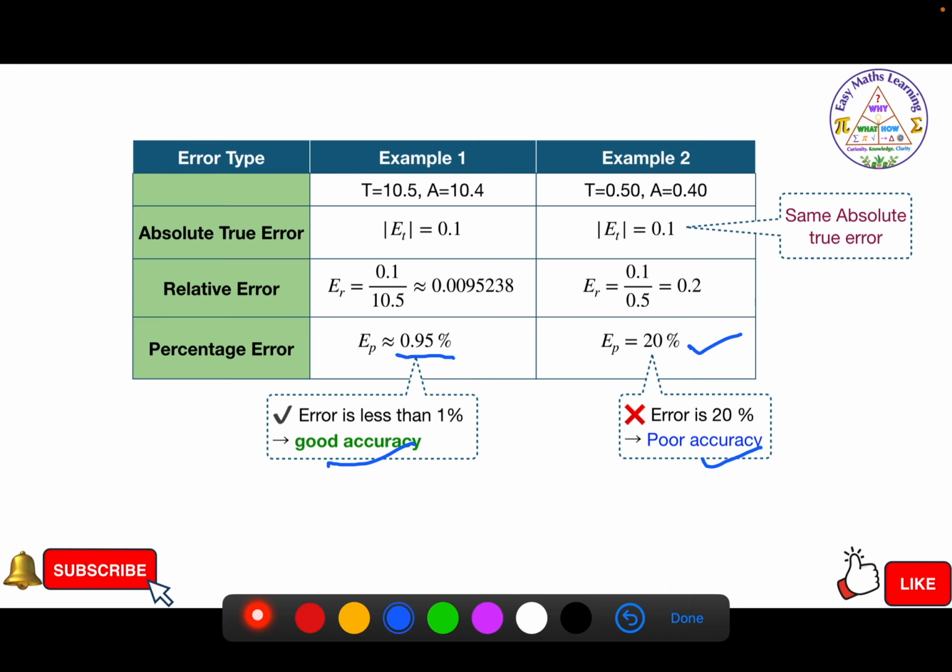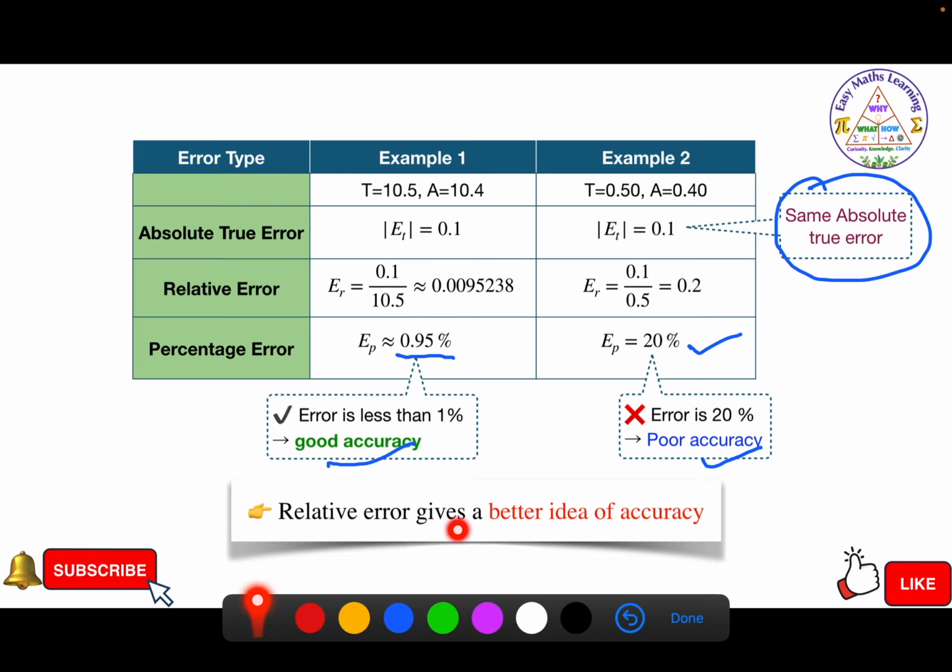So now we can clearly see that in both examples the absolute true error is the same, but still the accuracy is different. In example 1, the approximation is more accurate than the approximation in example 2. Therefore, we conclude that relative error gives a better idea of accuracy.